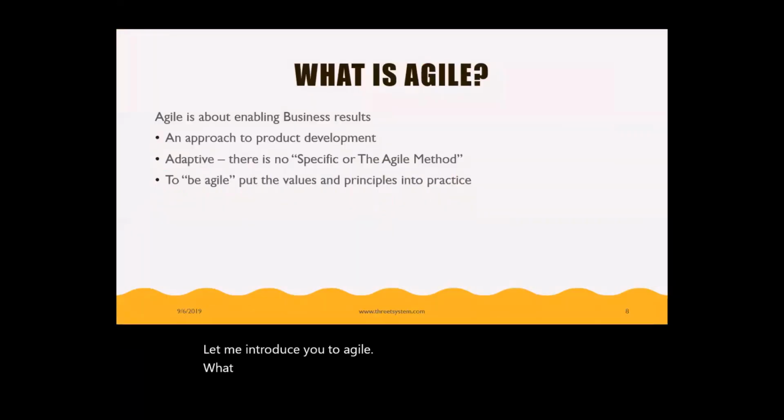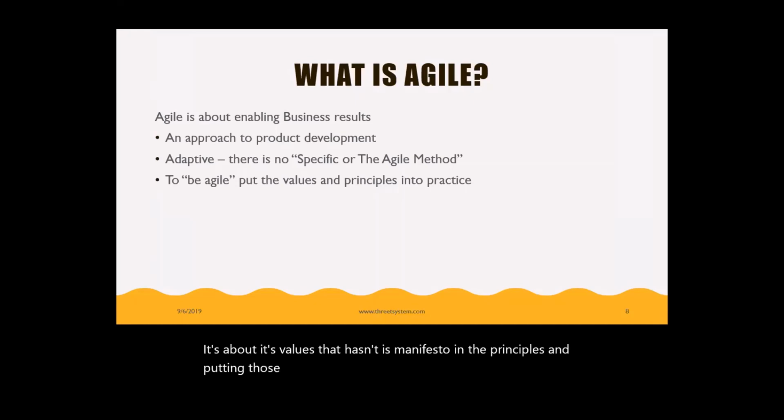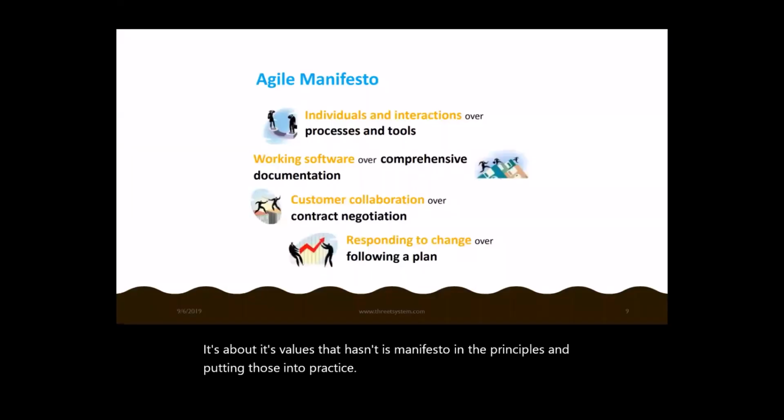What is Agile? Agile is about enabling business results. It's about an approach to product development. It's not really a specific method, nor is it known as an Agile method. Really, when you think about Agile, it's about its values that it has in its manifesto and the principles, and putting those into practice.